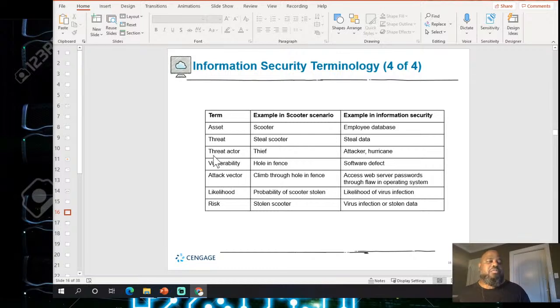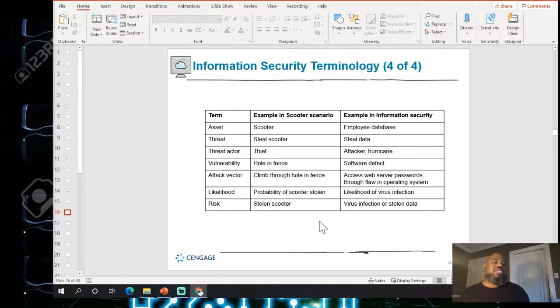Attack vector: a vulnerability, a hole in the fence, a software defect. Because if you look at a lot of those ransomware attacks, they're actually attacking software defects or CVEs that have not been patched, or some new CVEs people weren't aware of. An attack vector climbed through the hole in the fence, accessing the web server password through a flaw in the operating system. So there's a ton of flaws and things we have to keep track of and patch to figure out what's going on.